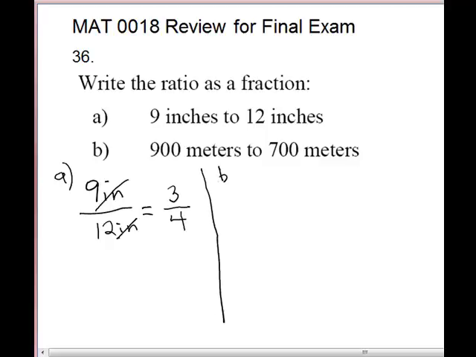Then for B, we're going to compare 900 meters to 700 meters. The units are the same, so they're going to cancel out. And we can divide these by 100. Will give us 9 over 7. It's improper, but there are no common factors, so just leave it there in a fraction form.